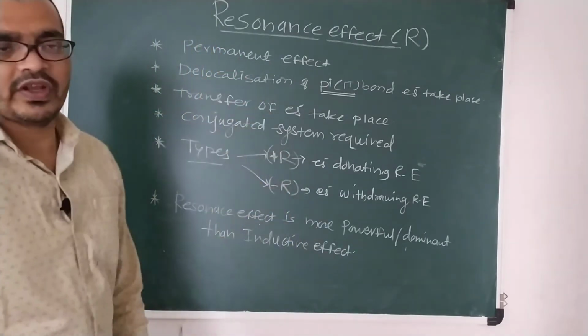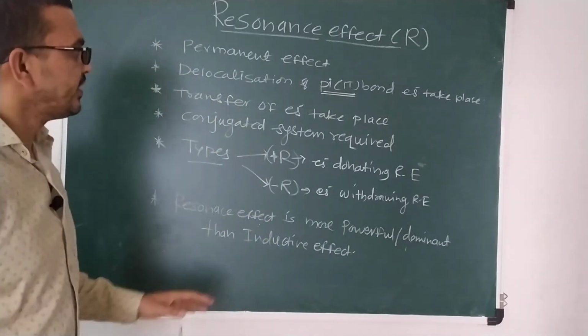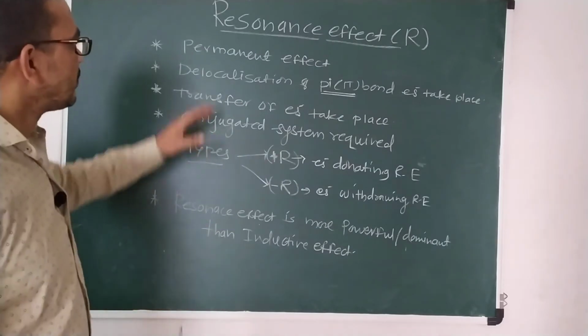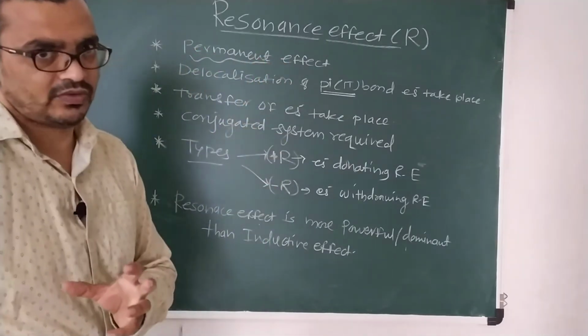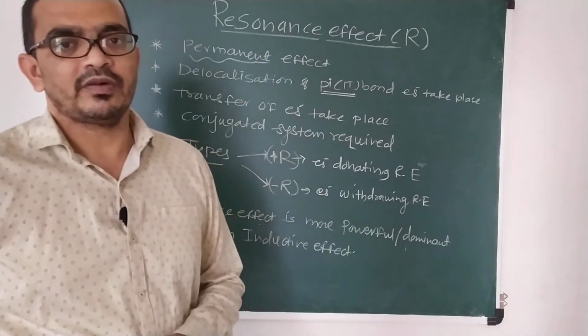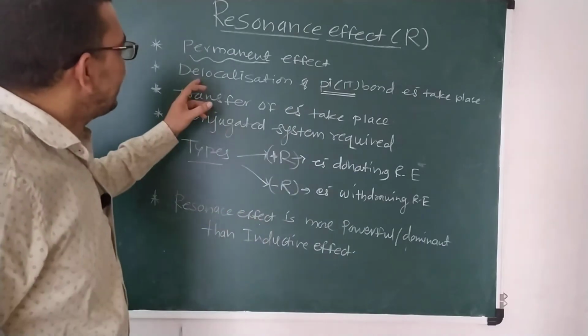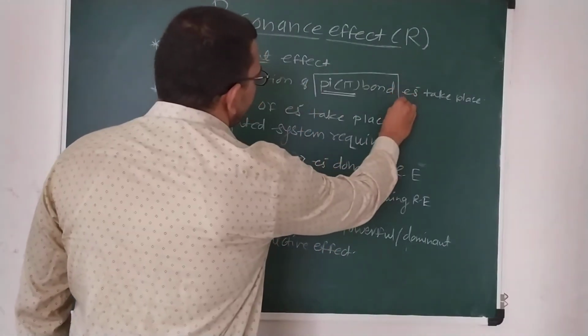So the resonance effect is symbolically represented by capital R. What are the important points, students? Let us see once again. It is a kind of permanent effect, meaning once it takes place, it will be permanent in the compound. Understand? Now, delocalization of the pi bond, very important students.